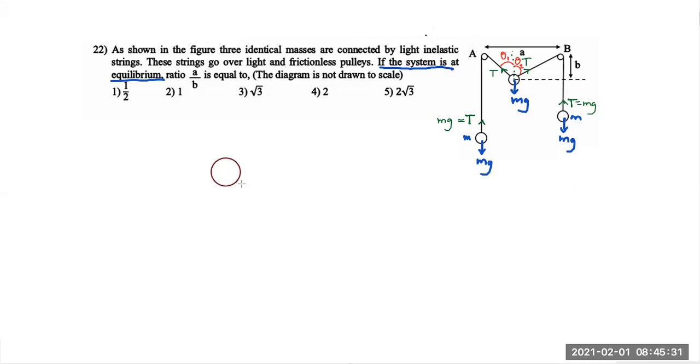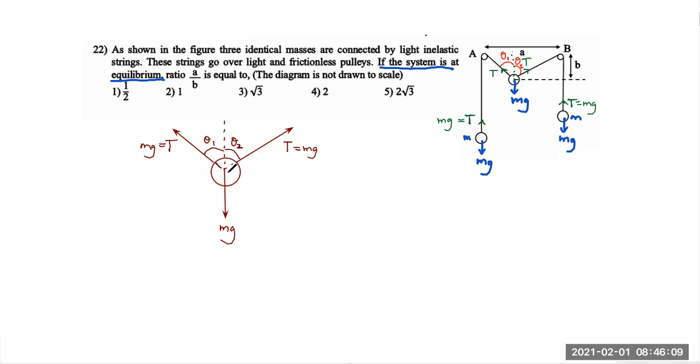So there is a mass M, and what are the forces acting on that mass? There is mg acting on it, and there are two tensions acting on it, but the tensions are equal, and we have proven why they are equal. So this is T, this is also T, this is mg, and the interesting part is this T is equal to mg, this T is also equal to mg.